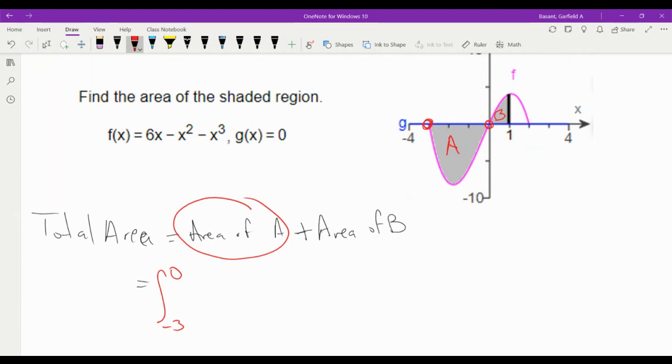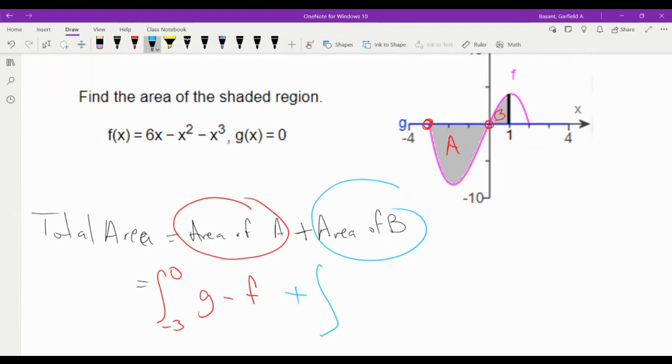Now, for that section A, which function did we say was on top? G. So it's going to be G minus F. There you go. So that's the area of A. We're going to plug in the G and the F in a second. All right. Now let's find the area of B.